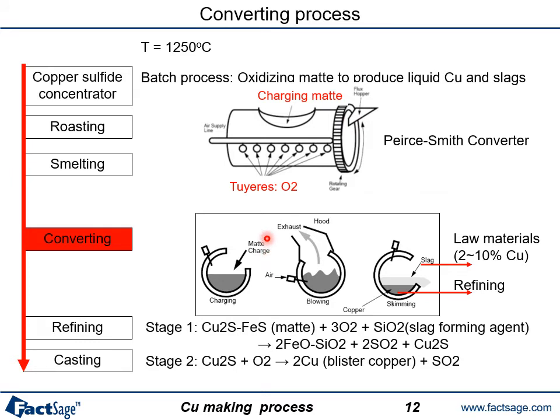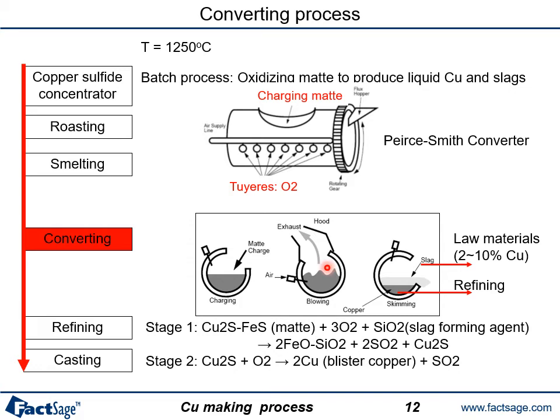Okay, so we are charging the matte here first, and then we tilt it back, and put it aligned with the hood, and then we are injecting the oxygen. Then the oxygen reacts with the sulfur and produces SO2 gas, and it goes to the exhaust gas through the hood, and then a certain amount of oxygen reacts with the iron to produce iron oxide, and then that iron oxide reacts with the SiO2 flux to make a slag phase, of course.